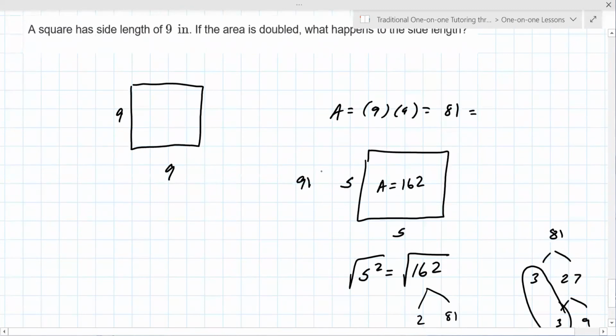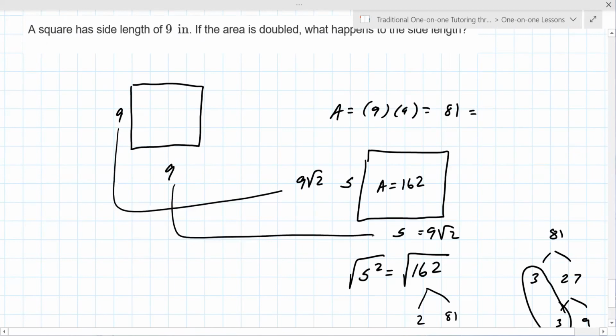So let's go back to the original problem here. The new side length is 9 square root of 2. How do these compare? What happened? They were multiplied by the square root of 2. And k squared in this case was 2.